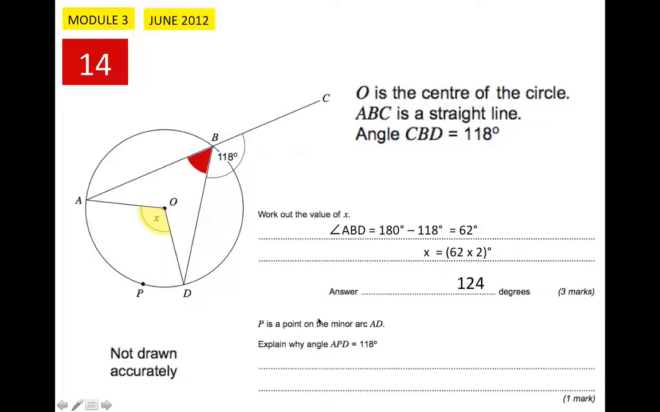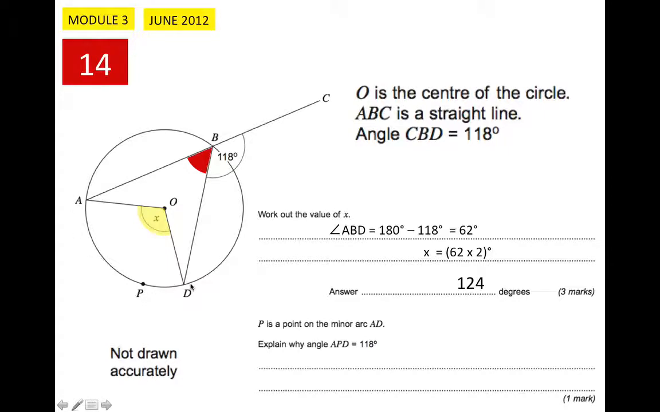Then for the next part of the question, it says that P is a point on the minor arc AD. So the minor arc, well, an arc is a part of a circle, and then the minor arc means that it's the smaller part of the circle going from A to D. So when it says the minor arc AD, it's not talking about a straight line between them, it's talking about this curved line, and then it's telling you that P is a point on that. So they've drawn in where it might be. P is a point on the minor arc AD.